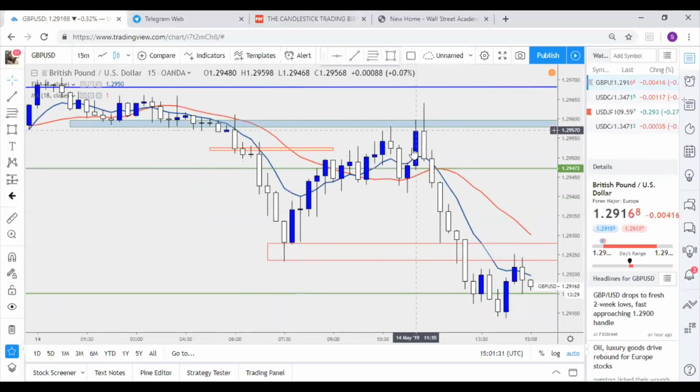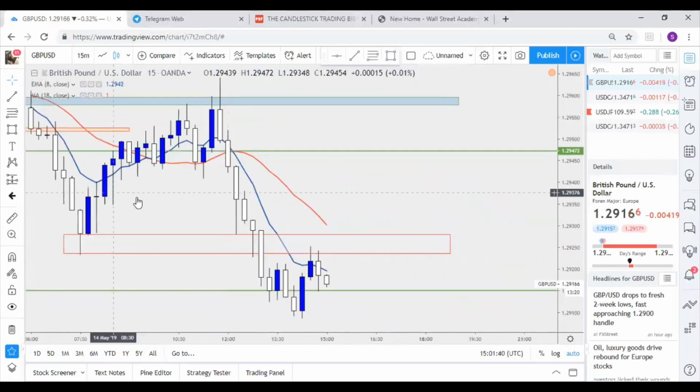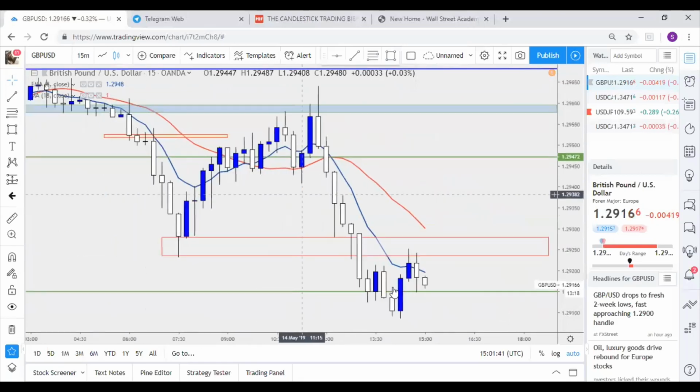I went to sleep for probably about 2 hours or so, and it did all this over here. But as you can see, I was 40 pips in profit, and I got out at this bearish engulfing. But I took a couple more setups.